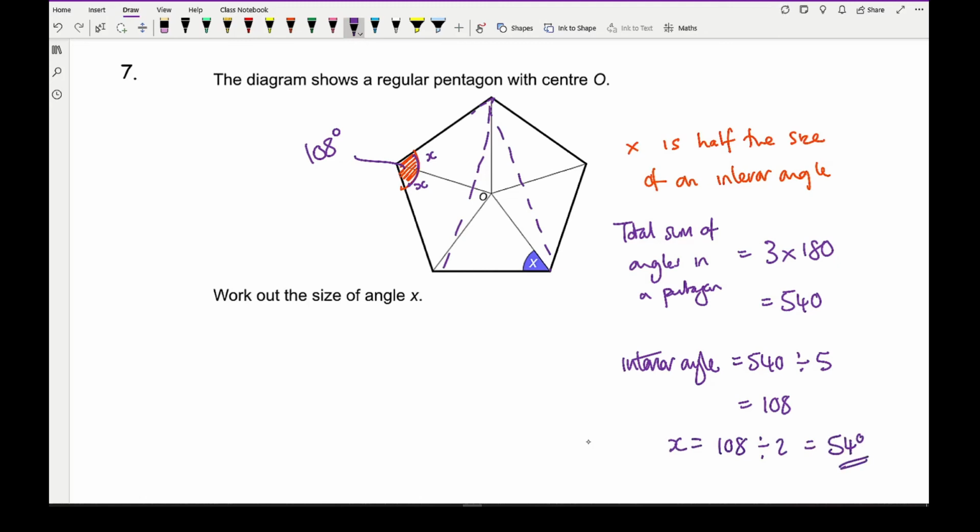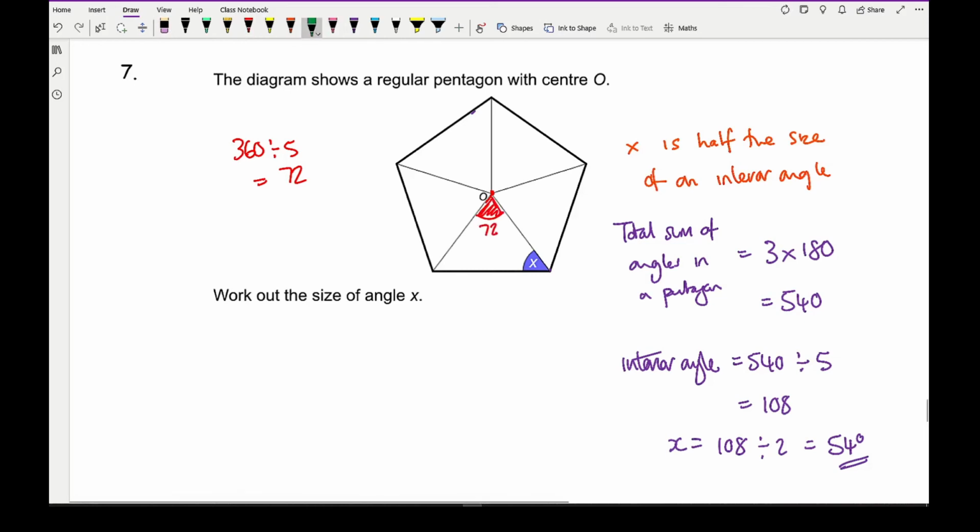Now another way of looking at this is, if I just get rid of all these markings, and that's just one way of working this out. Another way of working it out is thinking, okay, all of these angles at the center add up to 360 because they're angles around a point. So one of these angles is going to be 360 divided by 5, and I work that out to be 72 degrees. So if I just get rid of this circle, what I've worked out is that this angle here is 72 degrees.